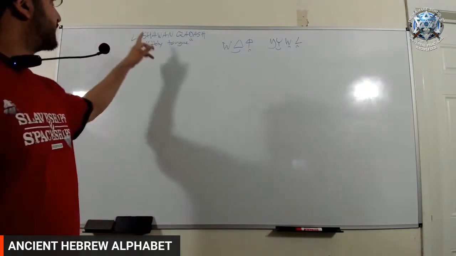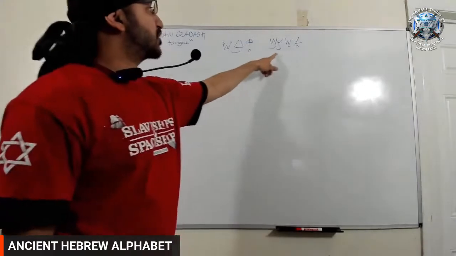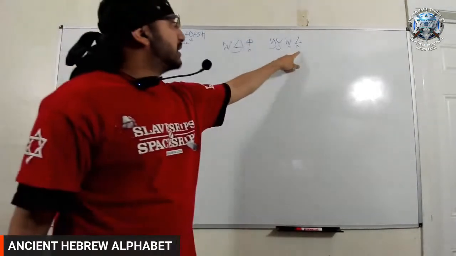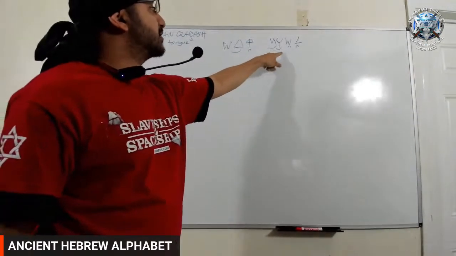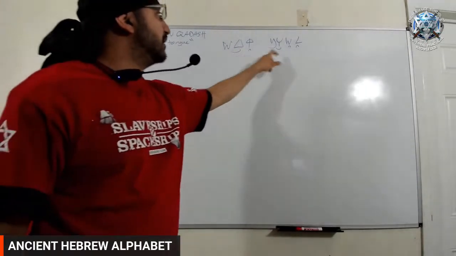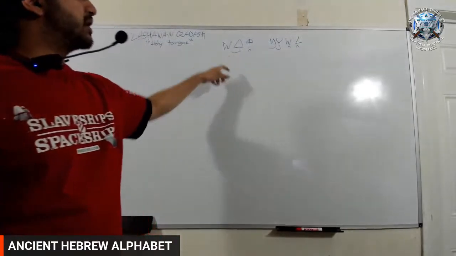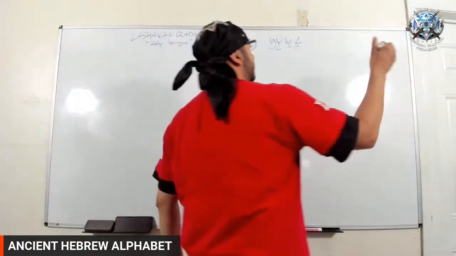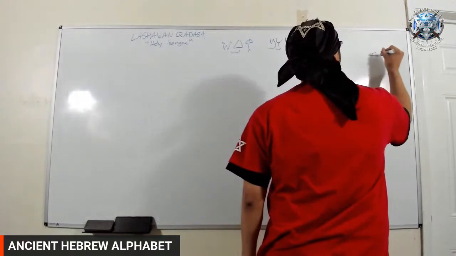All right. Lashawan Qadash. Lashawan Qadash. La, sha, wa, na. These are two joined together. Qua, da, sha. These are two joined together. Lashawan Qadash. Now I'm going to write the entire alphabet, just like how we remember.